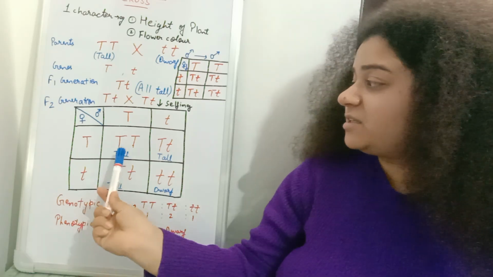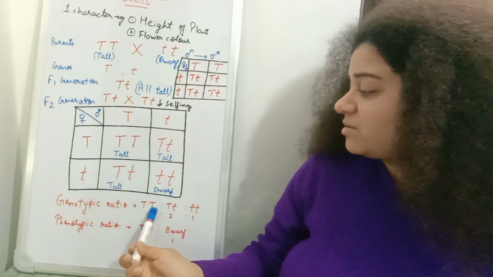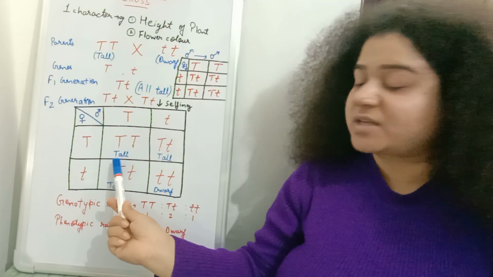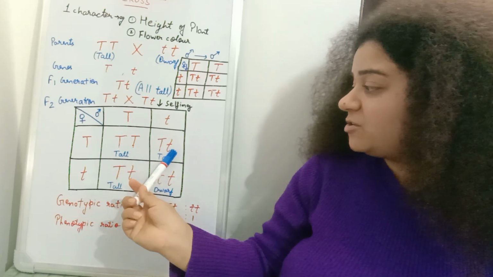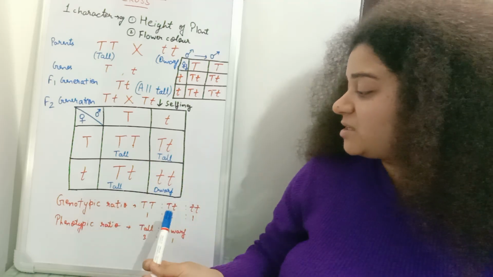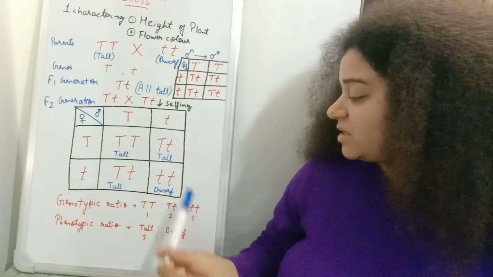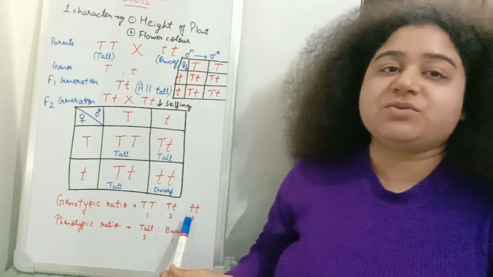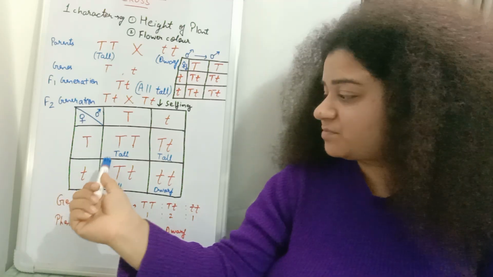In the F2 generation, the homozygous dominant is only 1 in number, so we will write 1. Now heterozygous dominant are 2 in number, so we will write 2. And this one is 1. So 1 is to 2 is to 1. This is the genotypic ratio of the F2 generation.